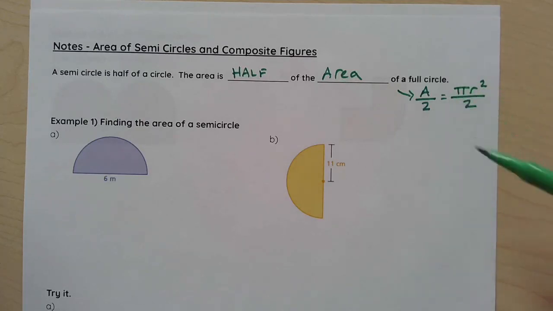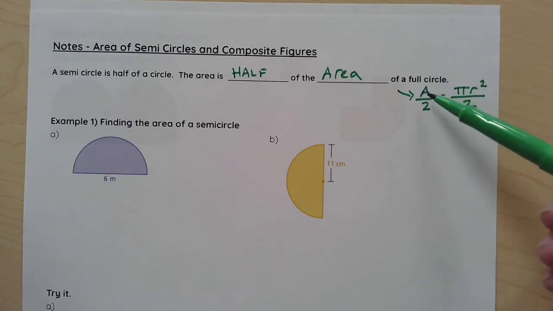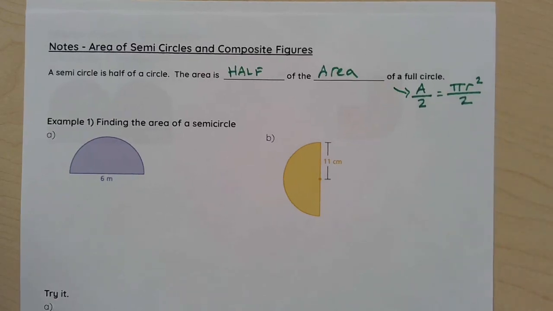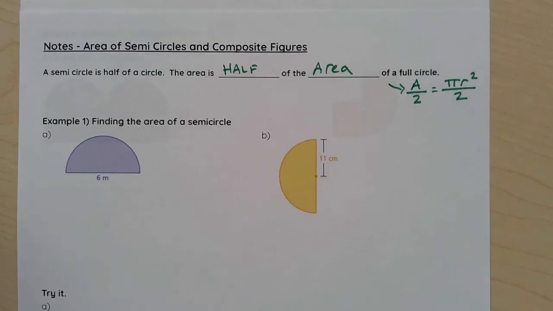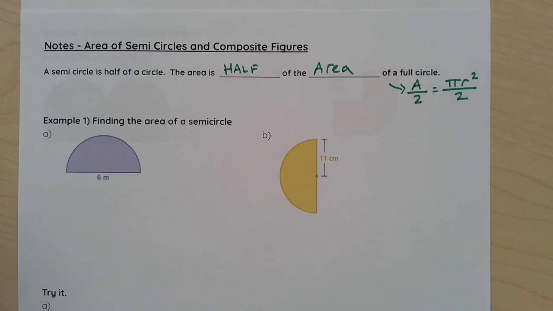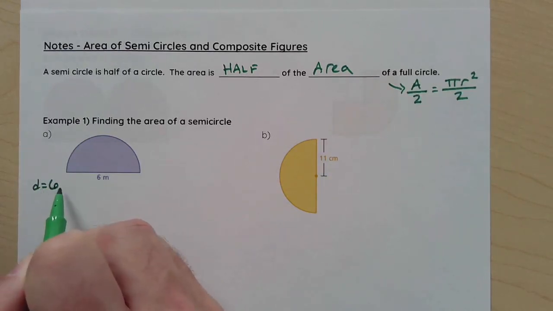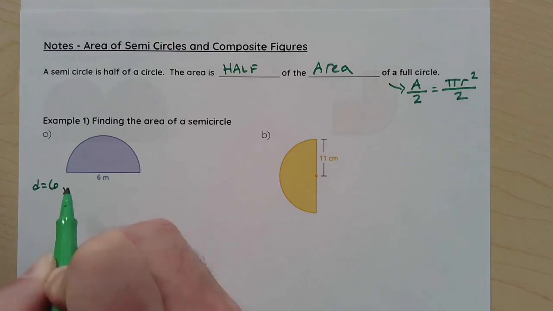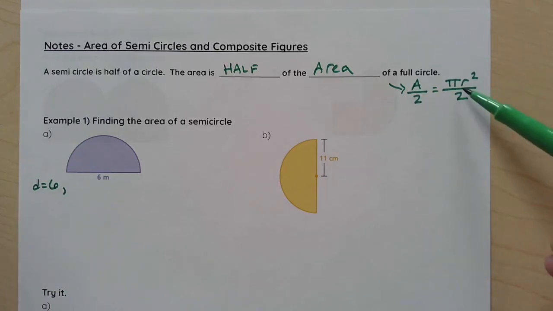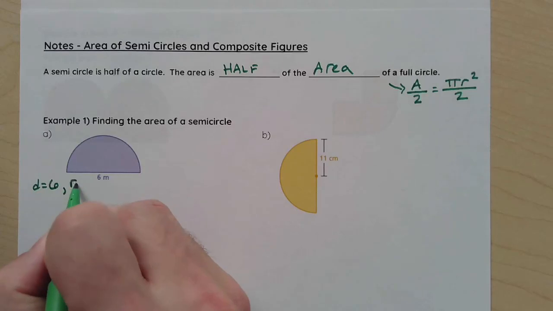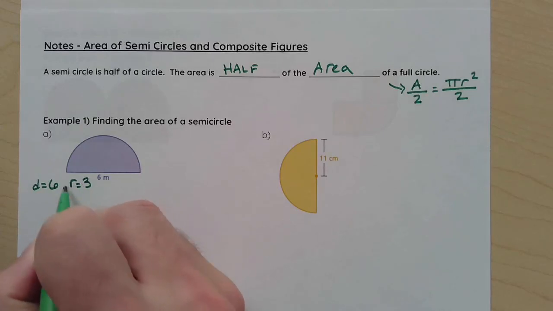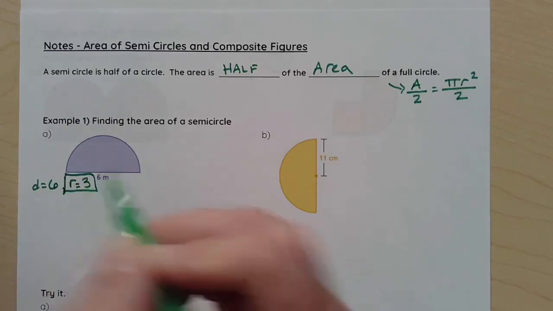What we can do is think about it logically. Find the area of a circle, cut it in half. Half of a circle. So if I look at example A. Here I'm giving a diameter of 6. Because diameter isn't useful for the area formula, which involves r, I want to calculate r on my own. So r is 3. That's the value I'm going to use.